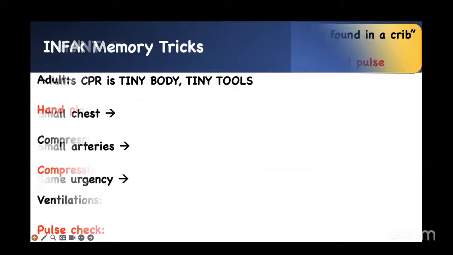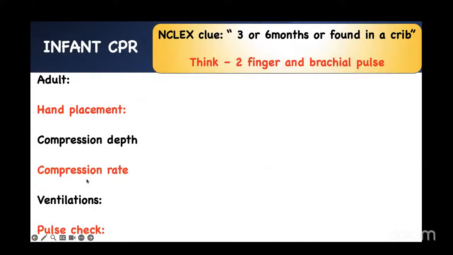So it's pediatric CPR. What is the age group? What are we looking for? That's the key. What age group are we looking for in the pediatric patient? An infant. The key is less than 1 year. So if it's less than 1 year, that's the key. That's the age group.